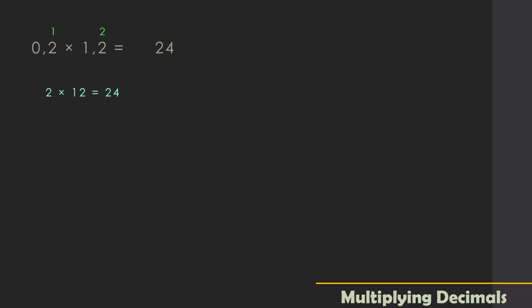So, in the result, there will be 2 digits after decimal point. To put the decimal point, count the digits starting from the last digit. The last digit here is 4. So we count 1, 2. Remember, only 2 digits after decimal point. Then put the decimal point before tens. Tens here is 2. And then before decimal point, we write 0. So 0.2 times 1.2 equals 0.24.